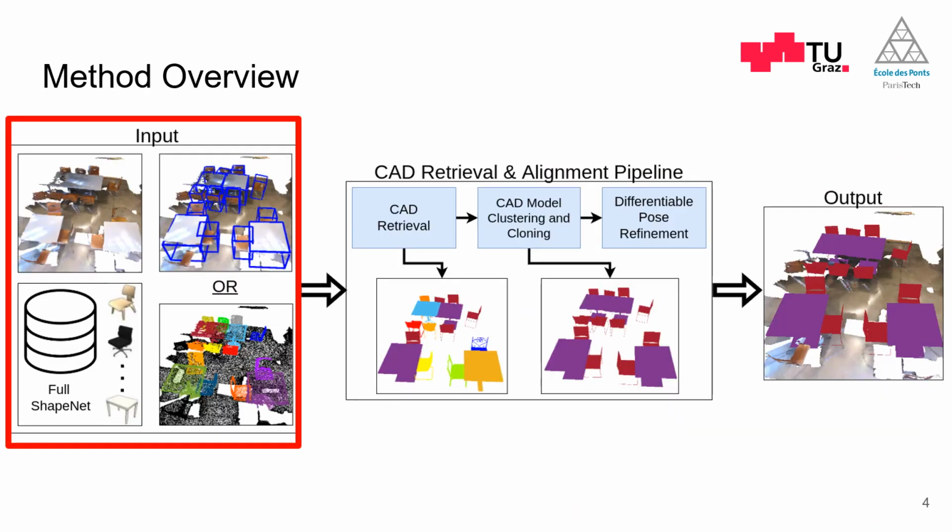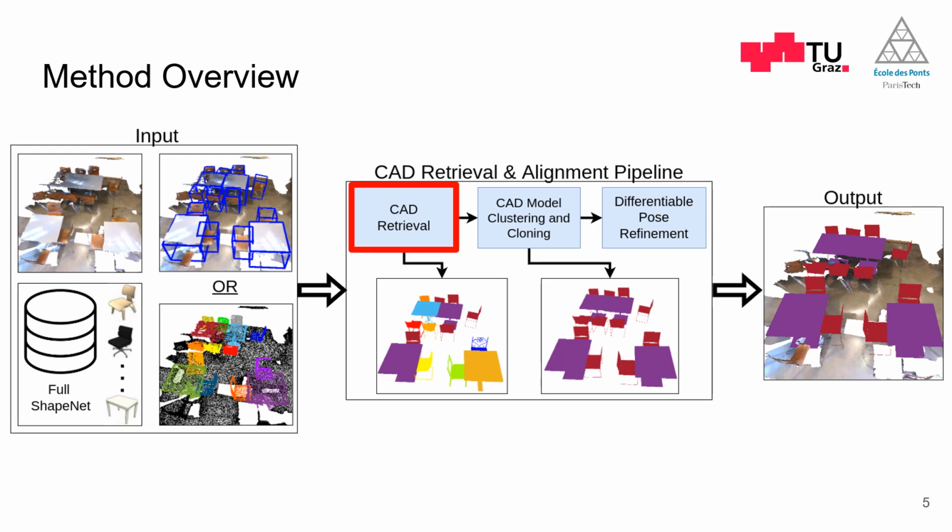Our method uses as input the 3D scan of an indoor scene and either the 3D box annotation or 3D object instance segmentation to accurately retrieve and align CAD models from the ShapeNet database. The first part of our method performs independent CAD model retrieval for each object in the scene.